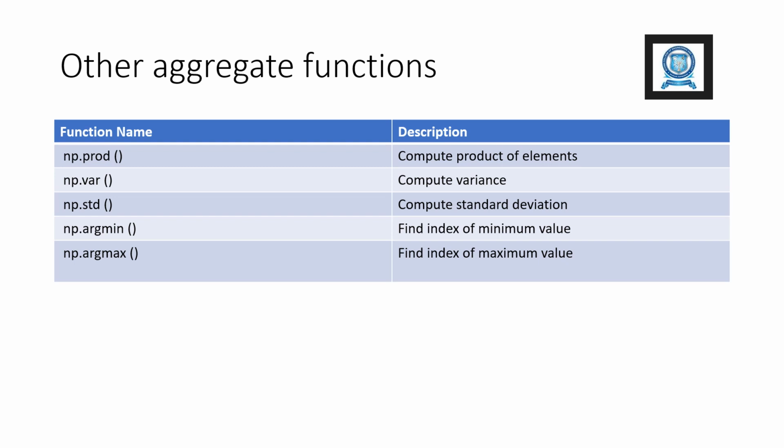Other aggregate functions are shown in this table. np.prod computes the product of elements in a given array. np.var computes the variance for the given array. np.std computes the standard deviation for the given array. np.argmin finds the index of the minimum value, and np.argmax finds the index of the maximum value.